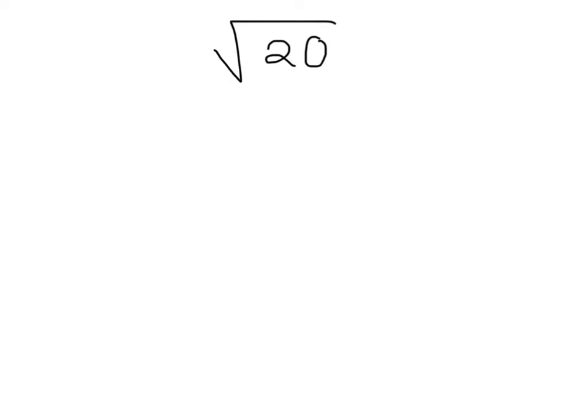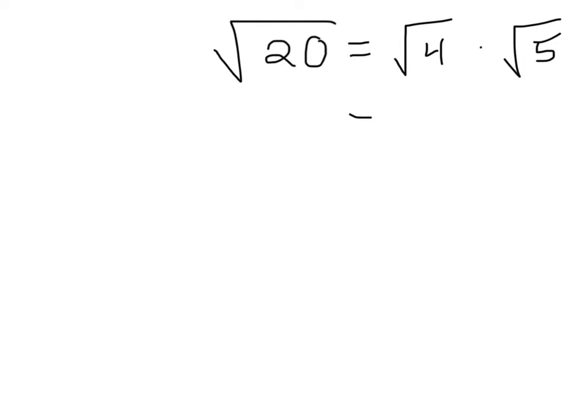So one method of doing this is rewriting the square root of 20 as the product of two other radicals. You could look at the square root of 20 and see that it's composed of 4 times 5. The square root of 20 is equivalent to the square root of 4 times the square root of 5 because of our product property of radicals.